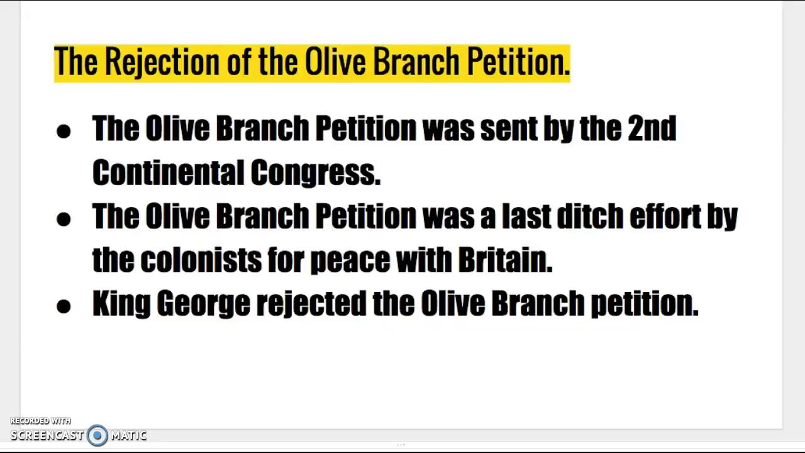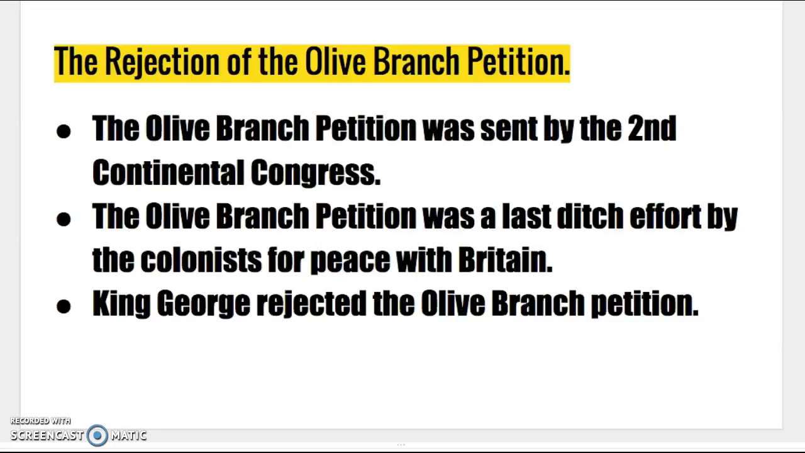You guys took a little bit of time and looked through the Olive Branch Petition, and you got to read one that I had reworked and put into better English. But throughout most of the document, the colonists are kind of sucking up to the king a little bit. They call him Your Majesty.